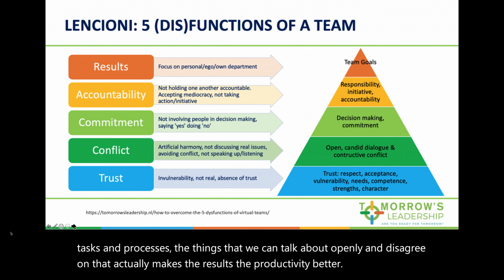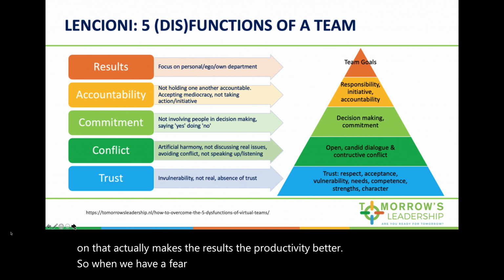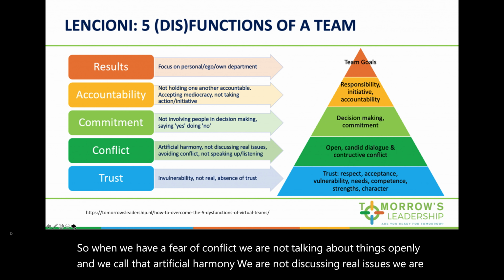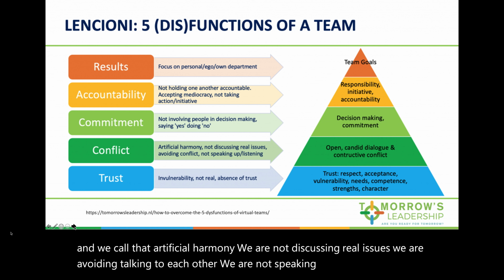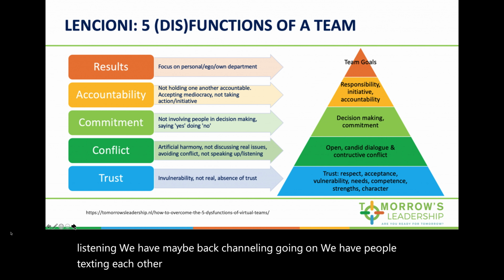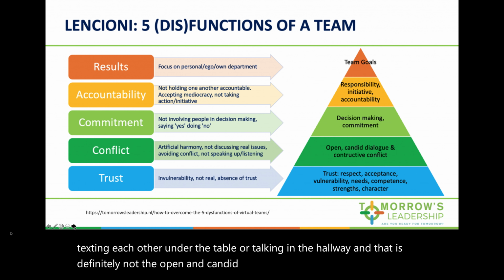So when we have a fear of conflict, we are not talking about things openly, and we call that artificial harmony. We are not discussing real issues. We are avoiding talking to each other. We are not speaking up. We are not listening. We have maybe back channeling going on. We have people texting each other under the table or talking in the hallway. And that is definitely not the open and candid dialogue that we need.